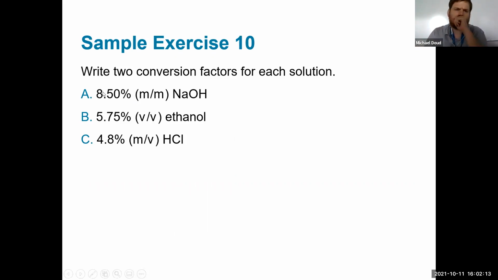For A, 8.50% mass over mass of sodium hydroxide means that we have 8.50 grams of sodium hydroxide for every 100 grams of solution. Or think about it the other way, it's 100 grams of solution for every 8.50 grams of sodium hydroxide. So go ahead and pause the video now, try to come up with the two conversion factors for B and C, and then we'll take a look at the answers when we come back. So go ahead and pause.